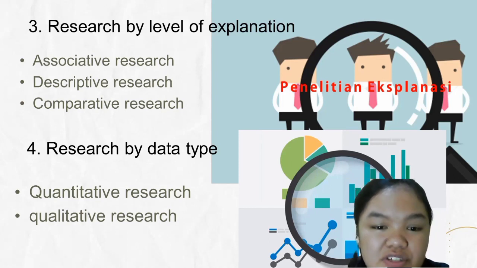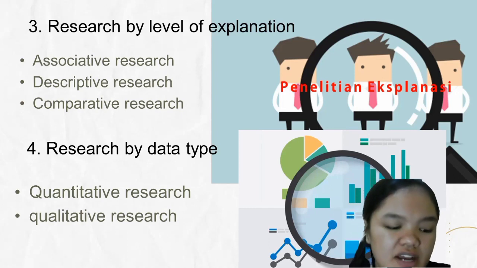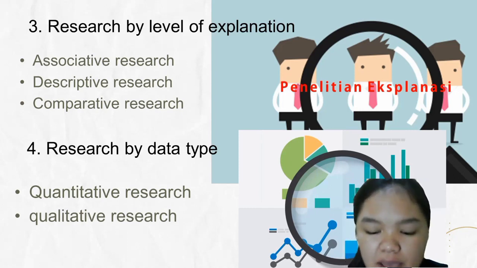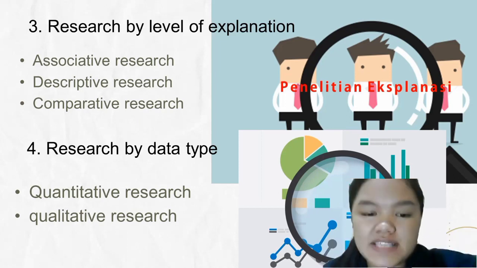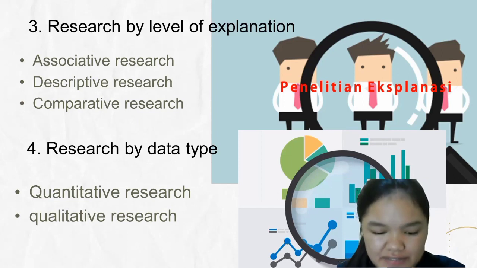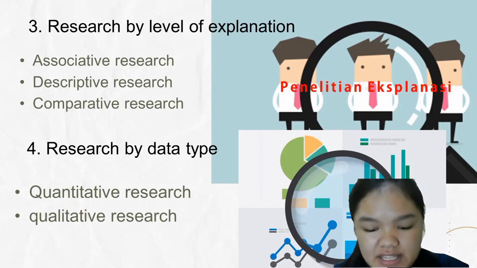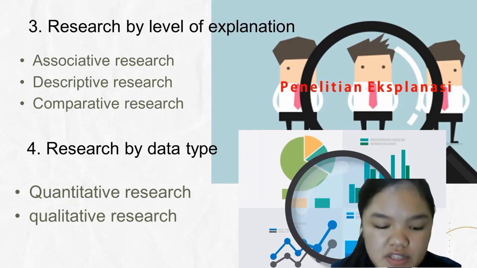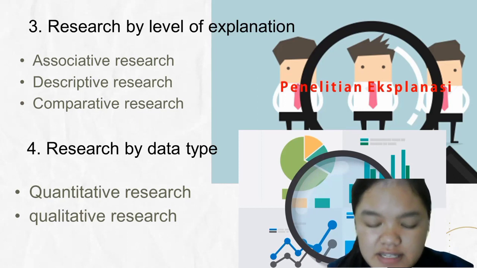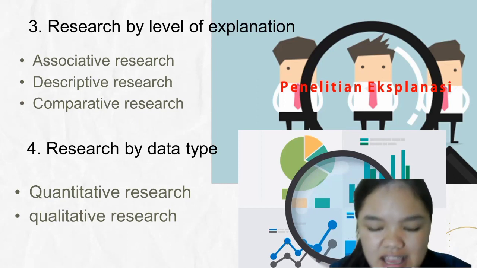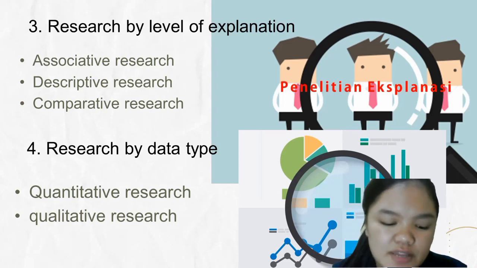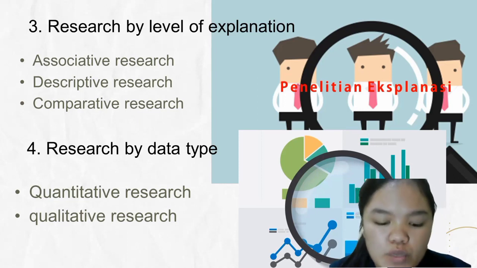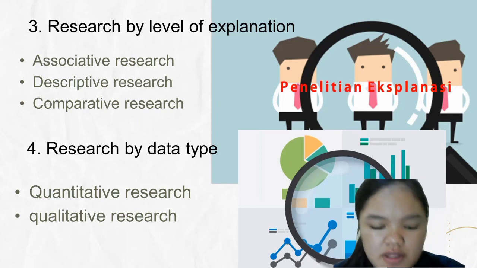And the last, we talk about research by data type. The kind of research seen from the type of data obtained is divided into two kinds. The first one is quantitative research. Quantitative research is a study that collects quantitative data, figures that are revealed, for example, on a scale of measurement. The second one is qualitative research, which means sentence data, not numerical data.